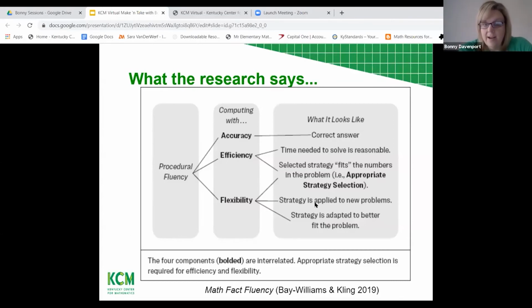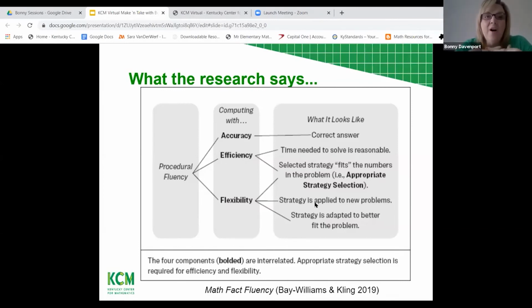And so the next part is efficiency, and that's time needed to solve is reasonable, and that they are able to select a strategy that fits the numbers in the problem. They're not just using a strategy, oh, this is the strategy we're learning today, so we're going to use that strategy. They're able to think about what fits this particular problem, and then being flexible with it. They can take all those strategies they've learned and they can apply them to new problems, and some strategies are adapted to better fit specific problems.